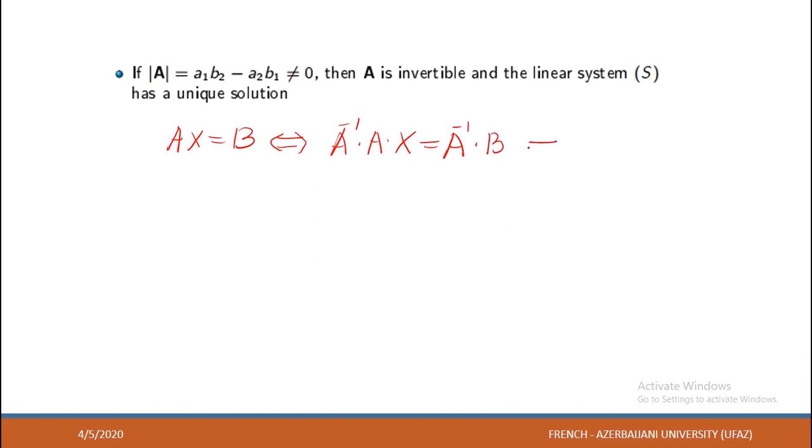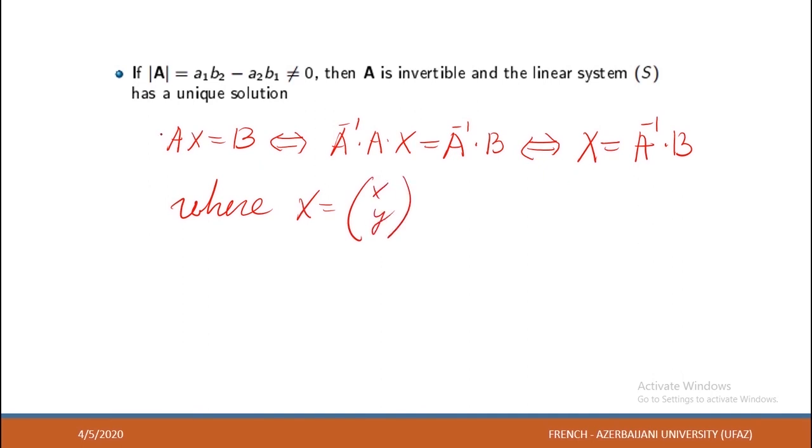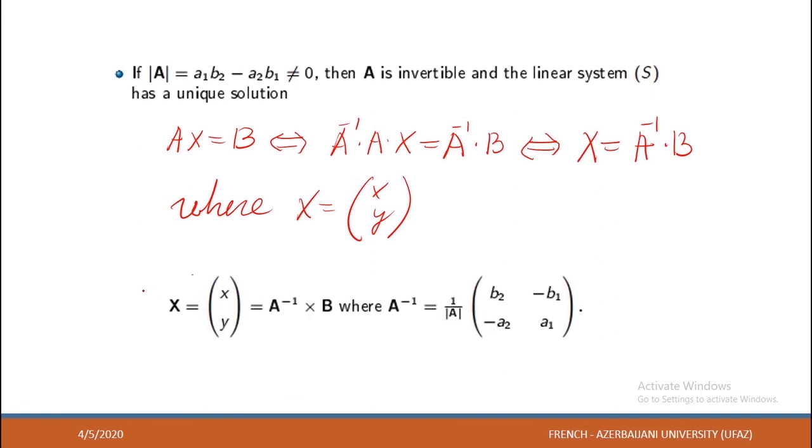Because of this, the equation will be equivalent to this one: X is the inverse of A times B, where X is the matrix of x, y. As you know, X will be the solution of this matrix equation, and x and y will be the solution of the system S. In order to calculate the inverse of A, we use this expression. That's it.